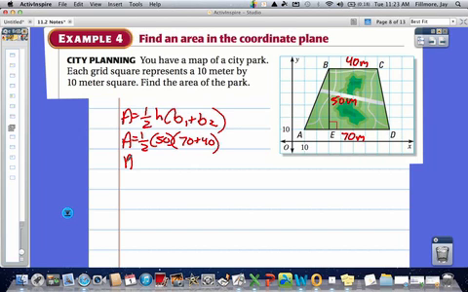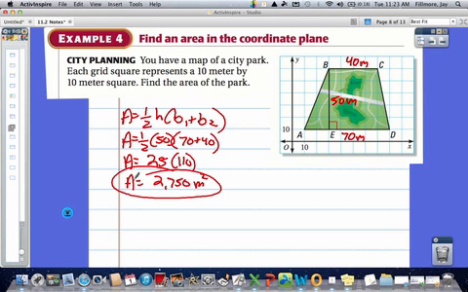So some mental math here. Half of 50 is 25. 70 plus 40 is 110. So 25 times 110, that's going to be the total area in square meters of the park. So 110 times 25 is 2,750 square meters. So usually if you see something in the coordinate plane, don't panic, because usually you won't have to use your distance formula or the Pythagorean theorem. Even if you did, it wouldn't be that hard of a problem to solve.